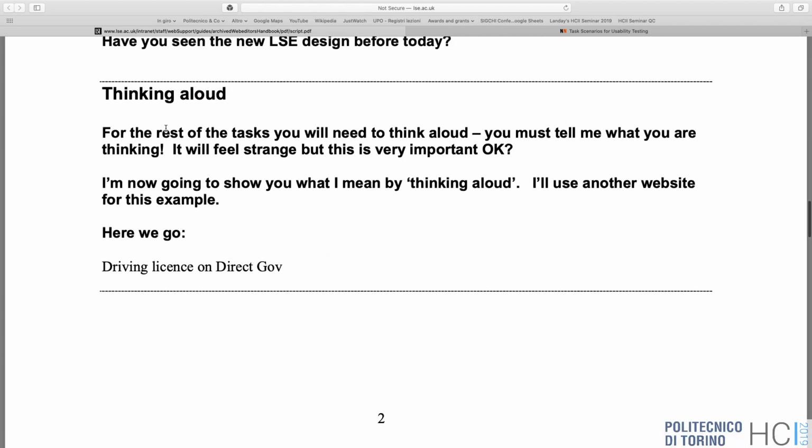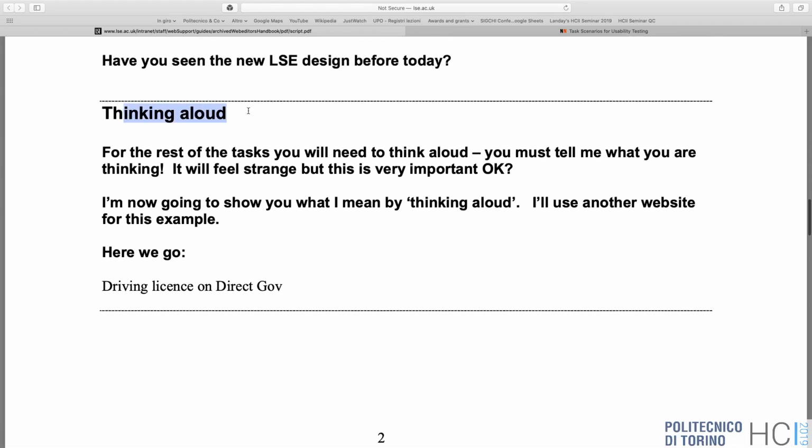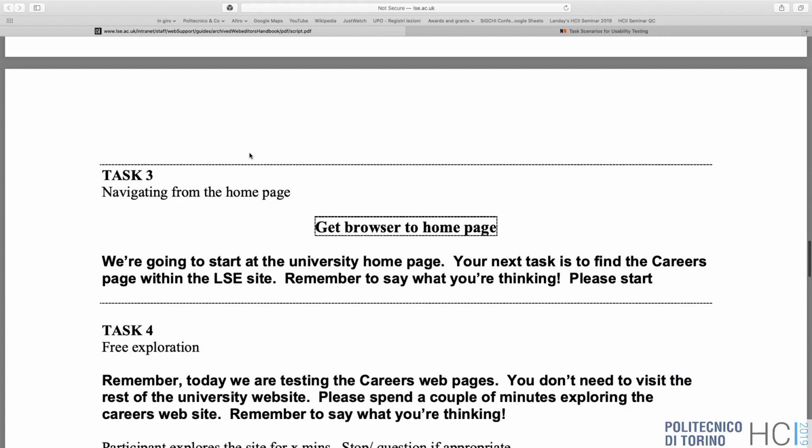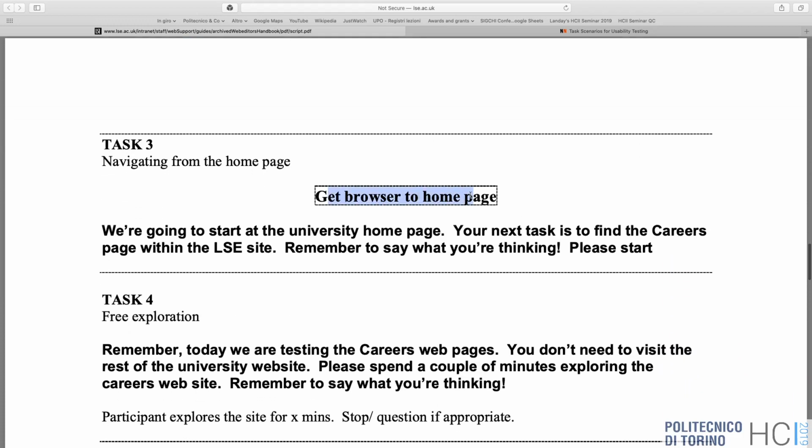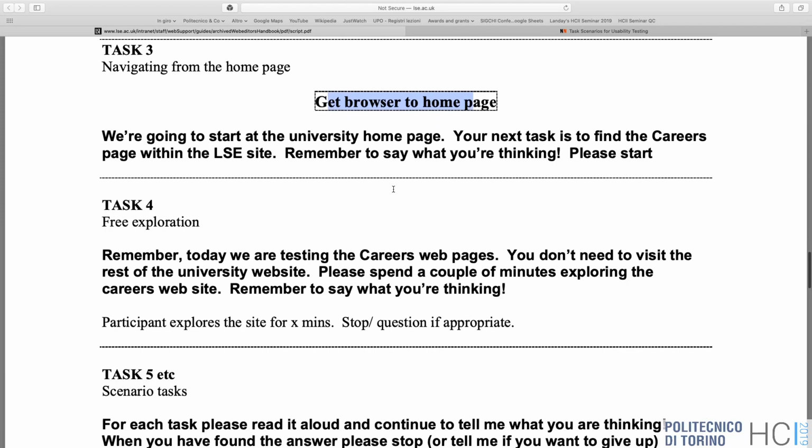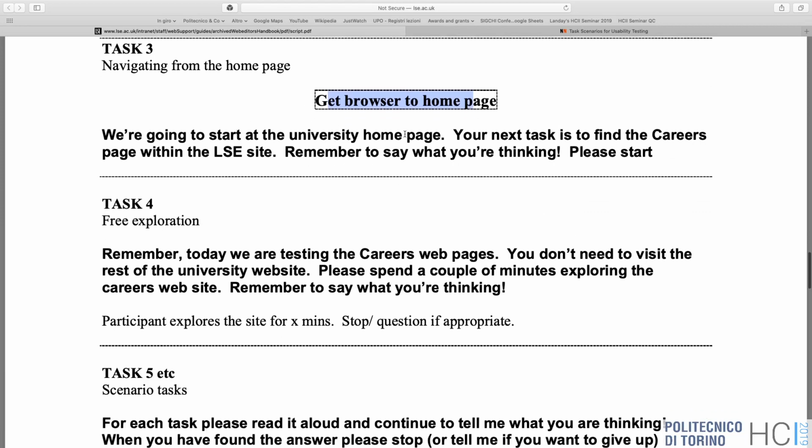For instance, you have a task with think aloud, and it's written, think aloud. Again, this is not something that the facilitator says to the participant, but something that he has to know, because here he says, for the rest of the task, you will need to think aloud. And the definition: you must tell me what you are thinking. There is an example, and so on. Then another action for the facilitator: get the browser to the home page.